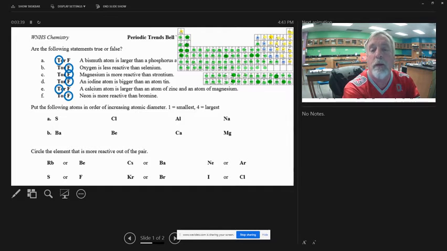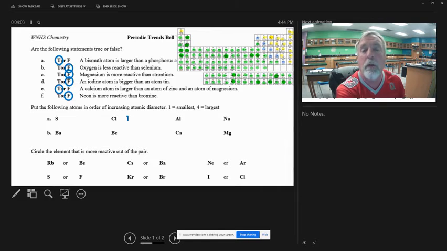Where's sulfur? Here's sulfur. It's to the left of chlorine. So we know that sulfur is going to be bigger than chlorine. Where's aluminum? Aluminum is even farther to the left, so it's going to be bigger than sulfur. And where's sodium? Oh, that's all over here. So all four of these are in the same period. The smallest is going to be the farthest right in the period. That's going to be chlorine.